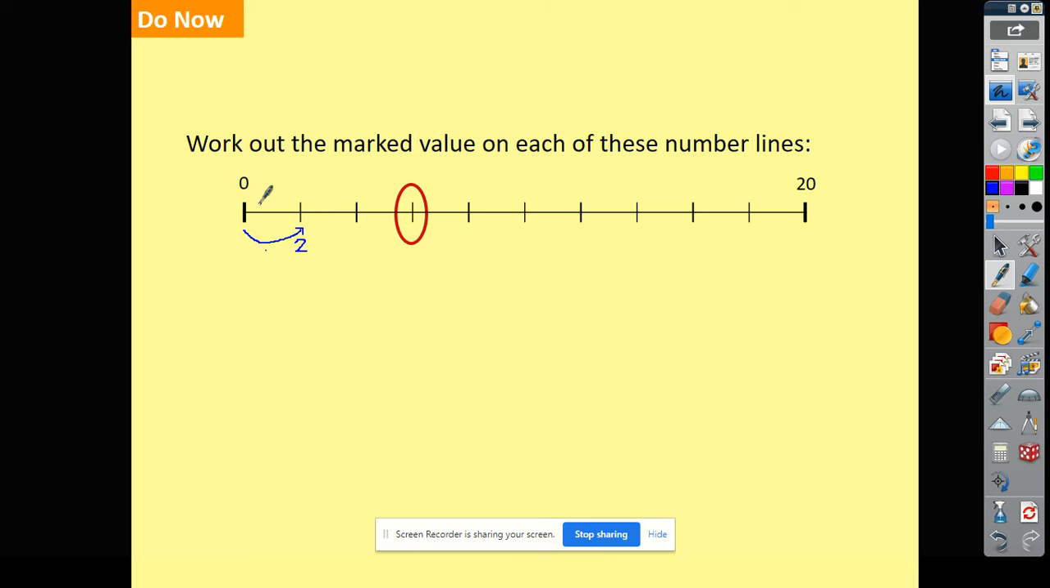So if each of these are worth 2, we know we can go 2, 4, 6. So we know this one must be 6. Let's just double check that works. 8, 10, 12, 14, 16, 18, 20. Okay, so let's have a look at the next one.